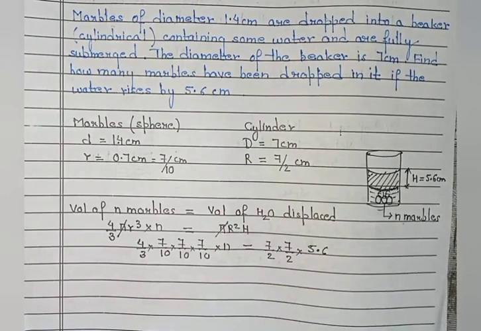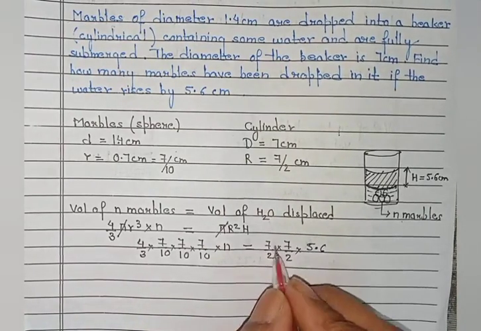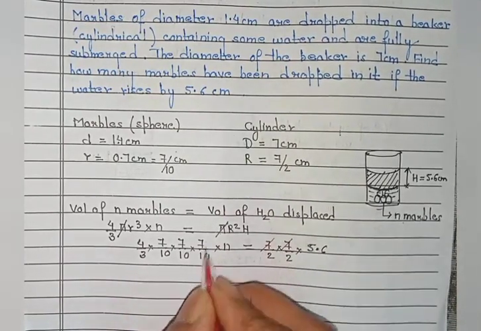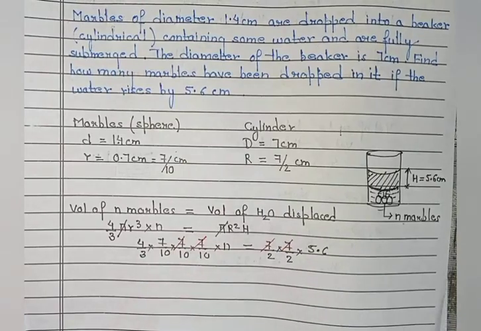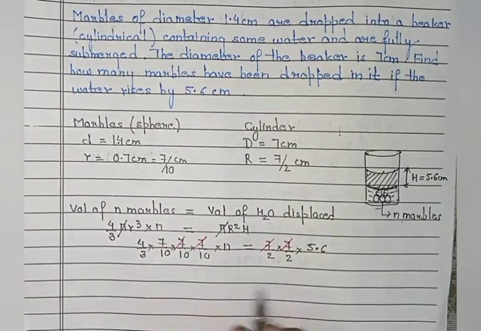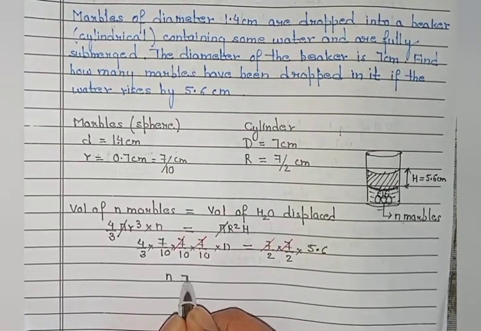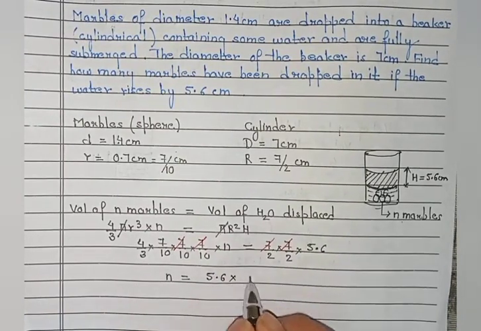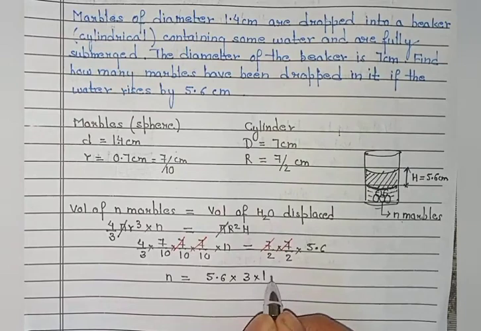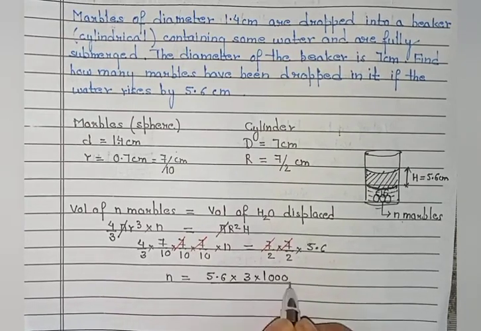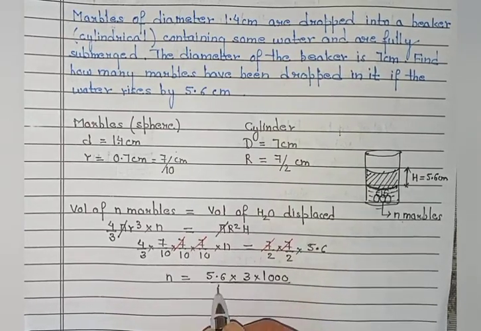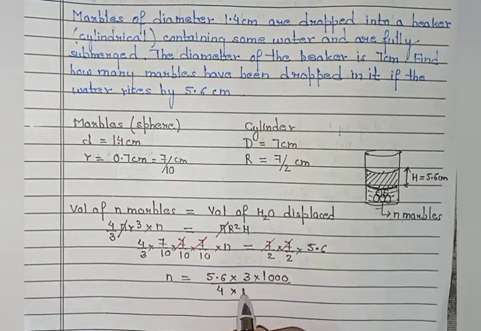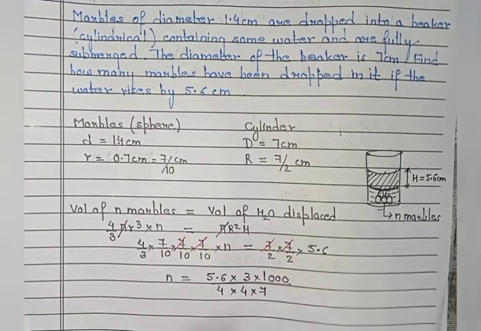So here when you simplify it, you can see you can cancel out these terms, and now you can do the cross multiplication. So n will be equal to 5.6 into 3 into 1000 upon 2 into 4 into 4 into 7.